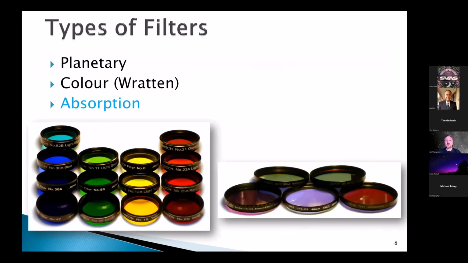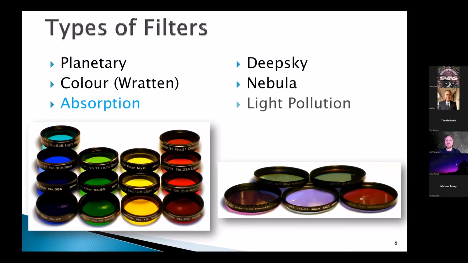The other type of filter goes by several names, including deep sky, nebula, or light pollution. Regardless of the name, these are all interference type filters. They block light by reflecting it. I will explain more what I mean in a moment, but first, let's take a moment to talk about special filters.